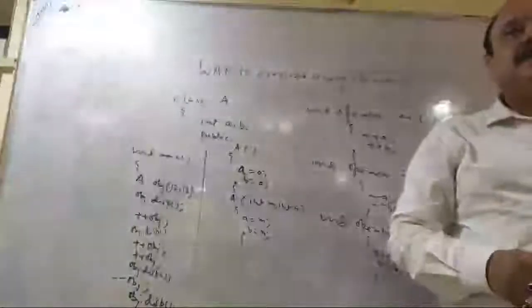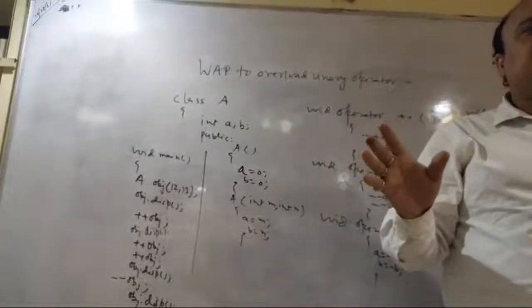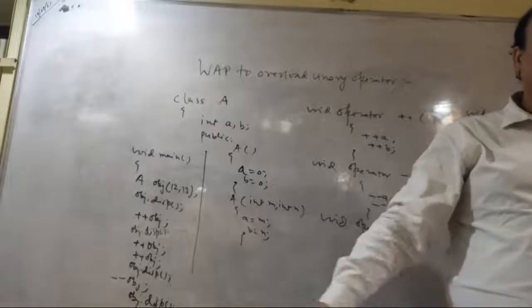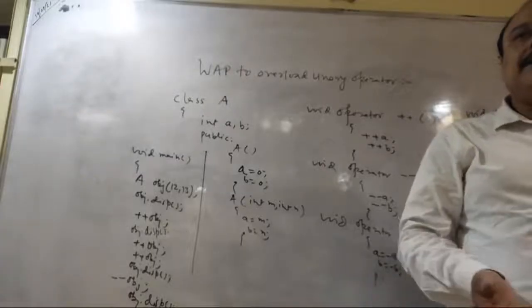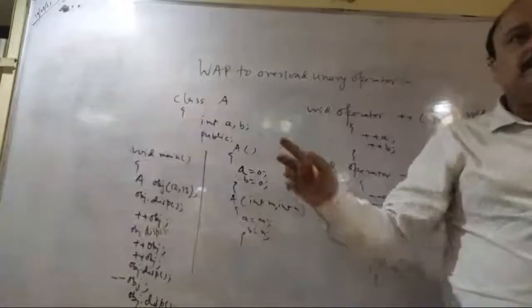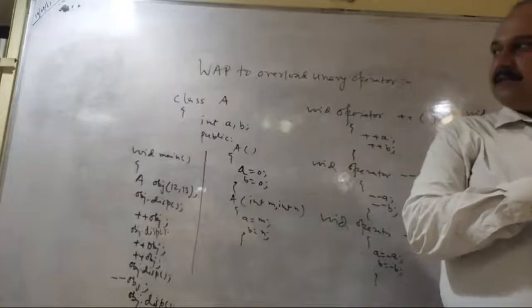Whenever you place a minus sign before the object, your content becomes negative. That means if the value of A and B is positive, it becomes negative. If the value of A is negative, it becomes positive. So that's our class.